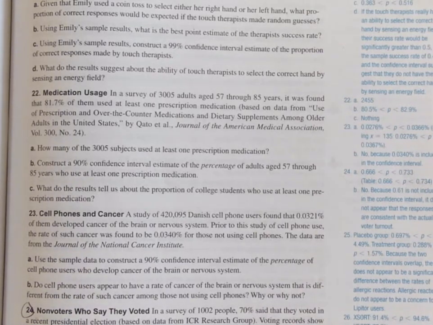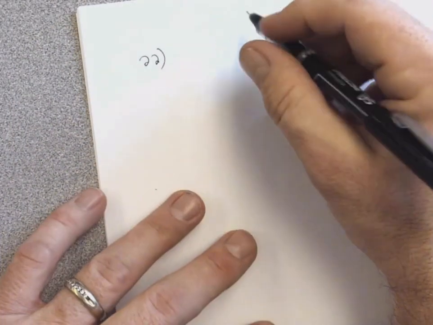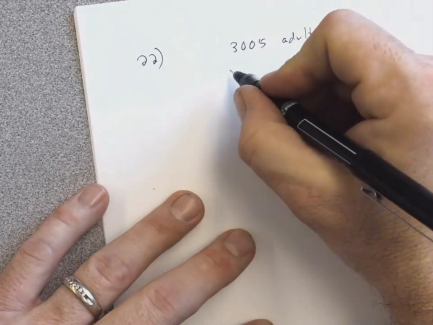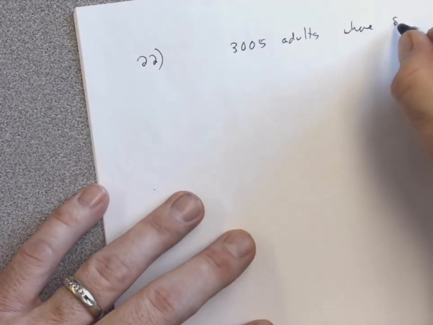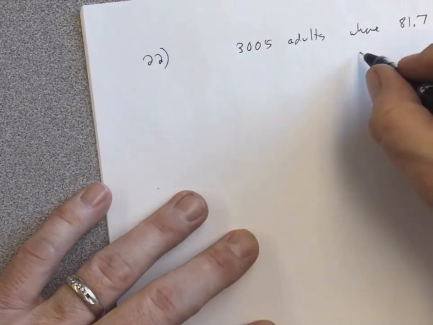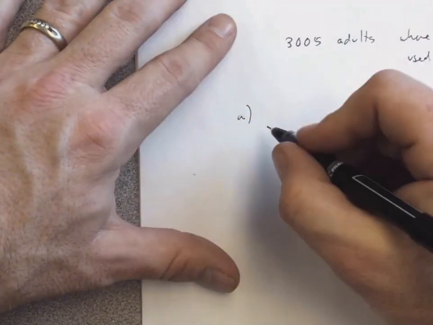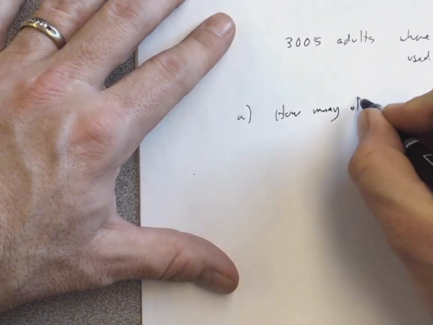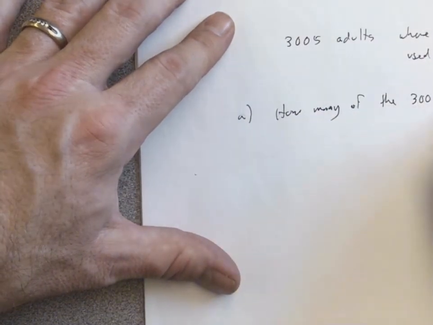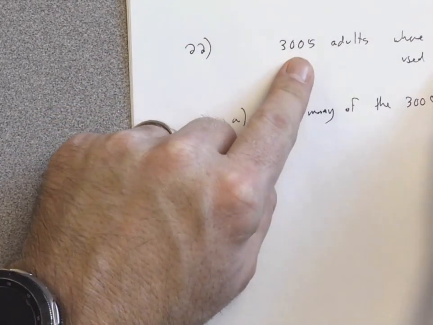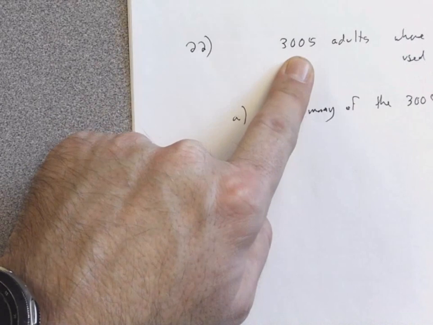Sometimes you have to find the number. So this is a good question. So what I know for 22 is we know that there were 3,005 adults, right? And they said 81.7% of them used prescription medicine, right? Is that clear? Okay. So A says, how many of the 3,005 use this medicine? So how do you find that number? If this is the total and this is the percentage, how many people out of 3,005 are going to use it?